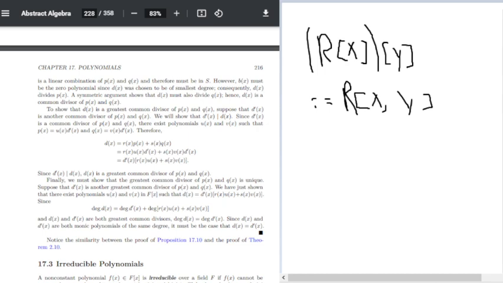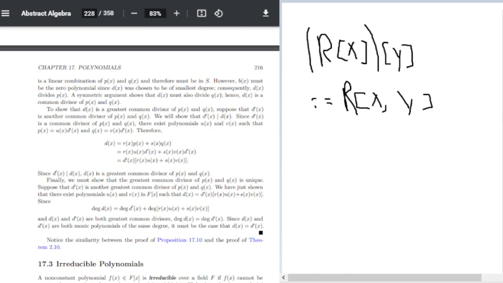Since the degree of d of x is equal to the degree of d prime of x plus the degree of r of x u of x plus s of x v of x, and d of x and d prime of x are both greatest common divisors, the degree of d of x is equal to the degree of d prime of x. Since d of x and d prime of x are both monic polynomials of the same degree, it must be the case that d of x is equal to d prime of x.